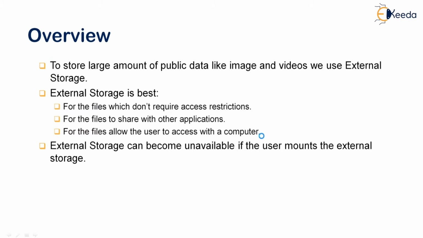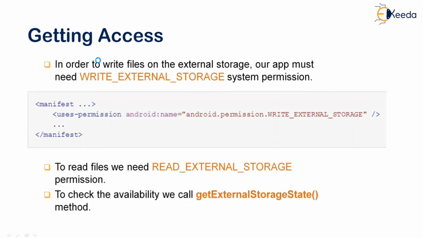That means connecting your device to the computer and accessing it, or copying into the external storage, copying from or to. So if you do not have any access restrictions, meaning it is not private data, then we prefer external storage for a large amount of data. External storage becomes unavailable if the user unmounts the external storage from the device. See, when we unmount the SD card from the mobile, then automatically we cannot access the data, right? That's all. Now, how do we access the data from the external storage in our Android?